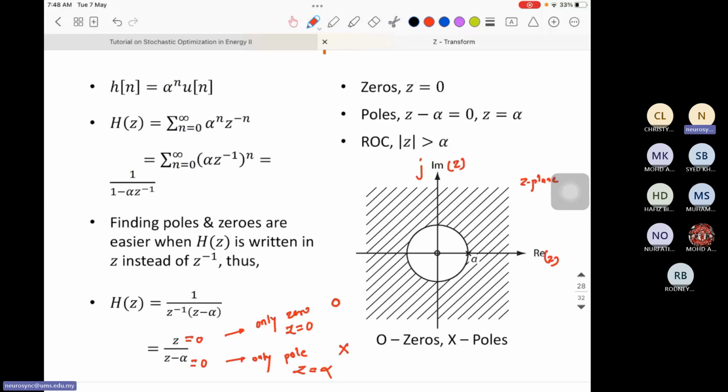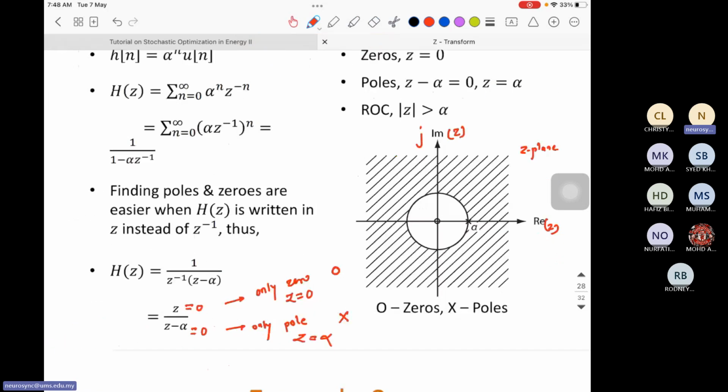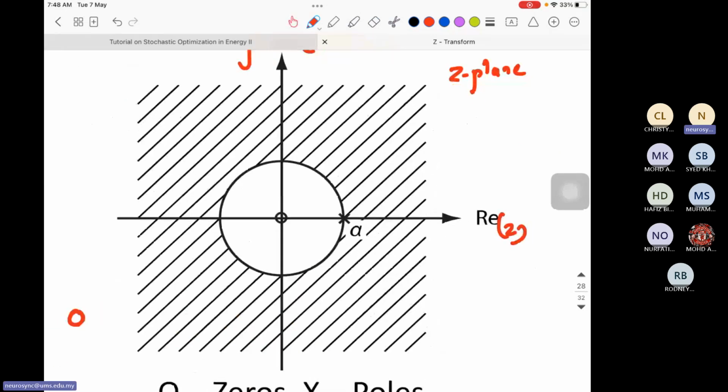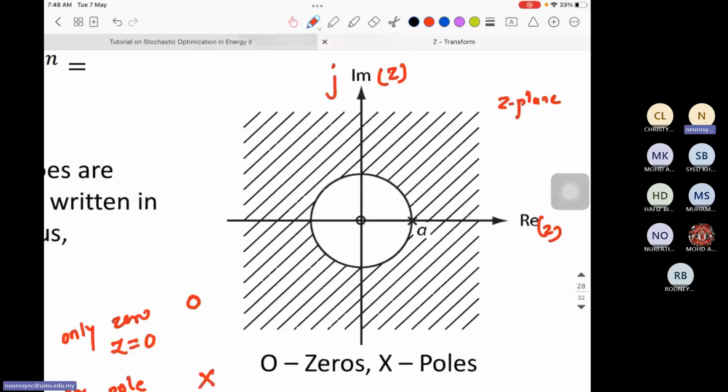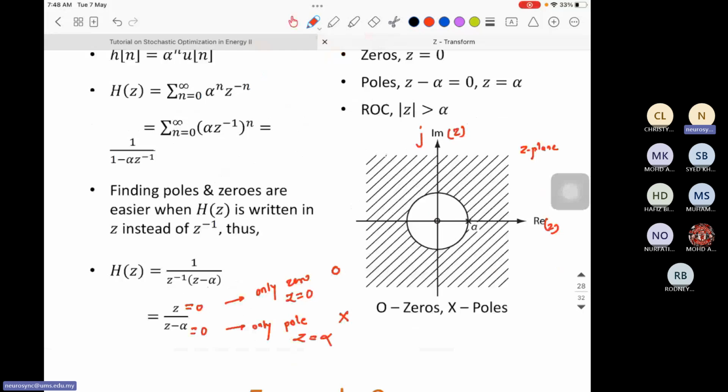Now here you can see we have a zero at z equal to 0, at the origin, and a pole at alpha. Therefore it is shown like this: this cross is the pole and this is the zero.